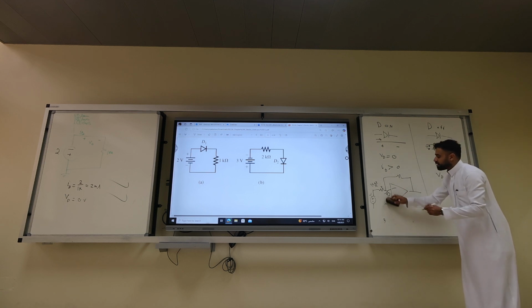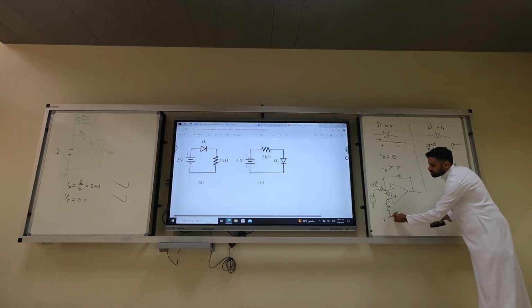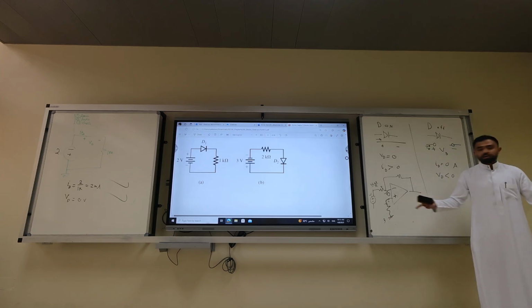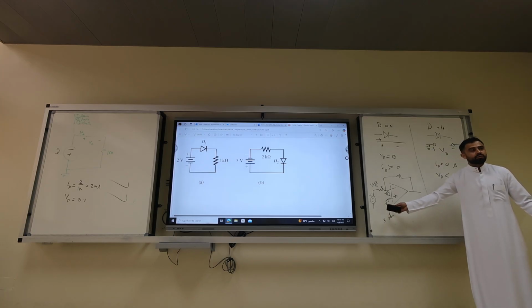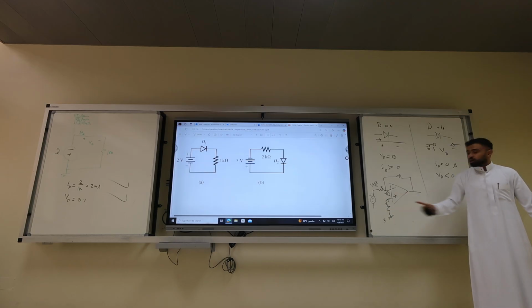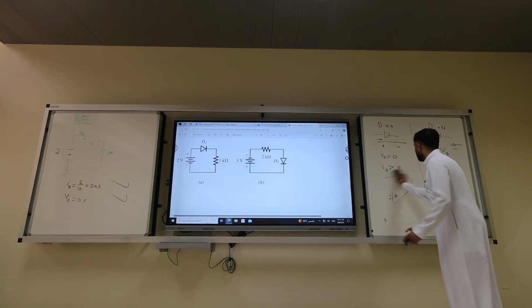0. Okay, what if I just connect a resistor? Same. It's 0. No current will flow. Get it? If I connect a resistor without a battery, still 0, because no current is allowed to enter the op-amp. Okay, go back to the diode.